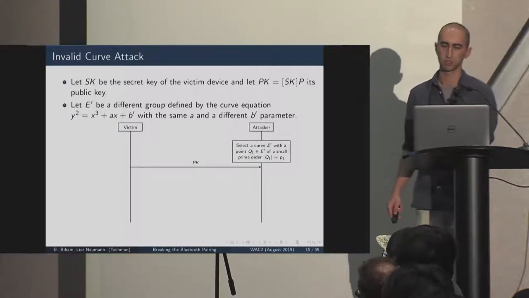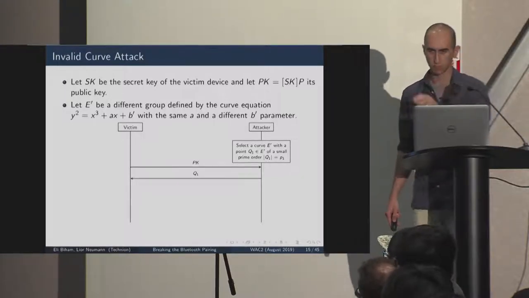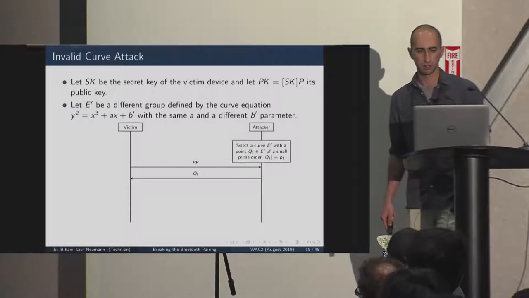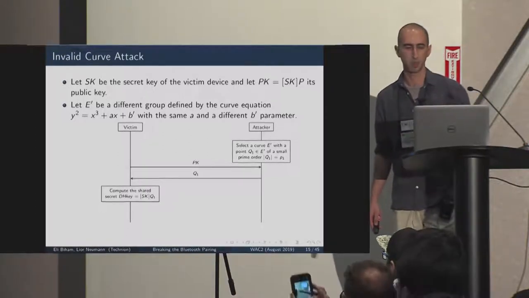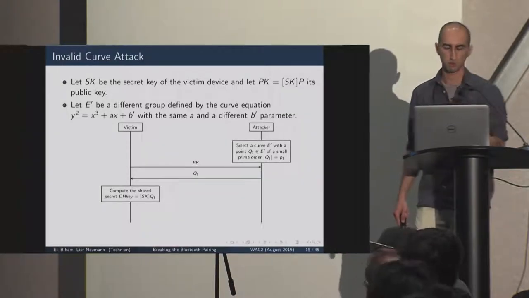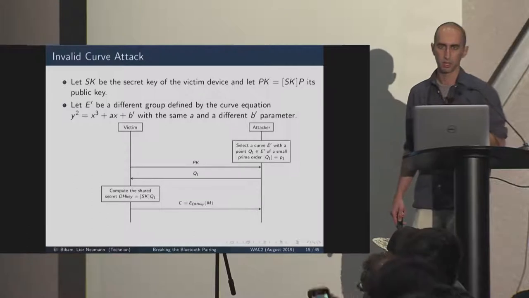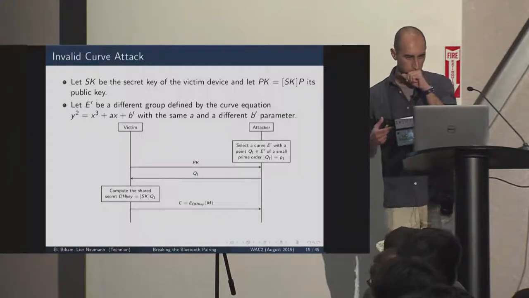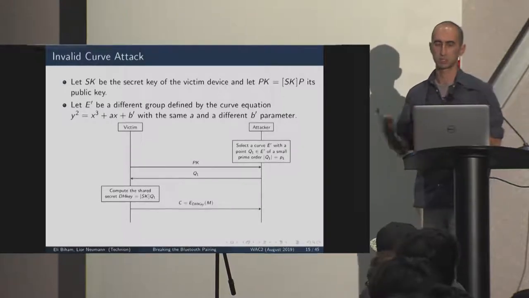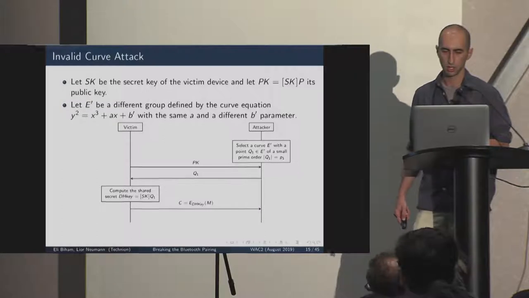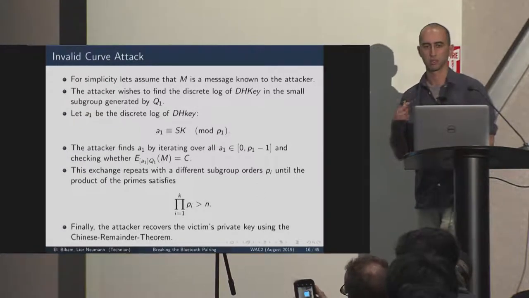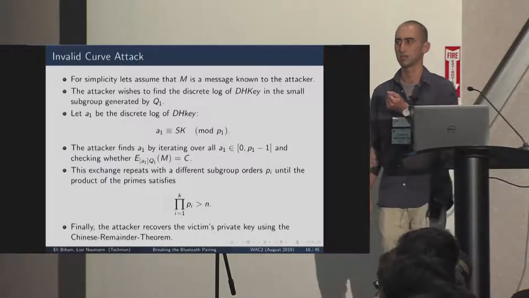The victim transmits its public key. The attacker transmits Q1. Sorry, Q1 will be the point in the small subgroup. The attacker transmits Q1, and then the victim will try to compute the shared Diffie-Hellman key by multiplying its secret key by the point Q1. Note that since this is a generator of a small subgroup, there is a very small number of possibilities for this shared Diffie-Hellman key. We will make the assumption that, as happens in a lot of protocols, the victim will now transmit some message encrypted using the shared Diffie-Hellman key to the attacker. And again, for simplicity, let's assume that this message is known to the attacker. So the attacker can now try to find the discrete log of the secret key under this small subgroup, right?